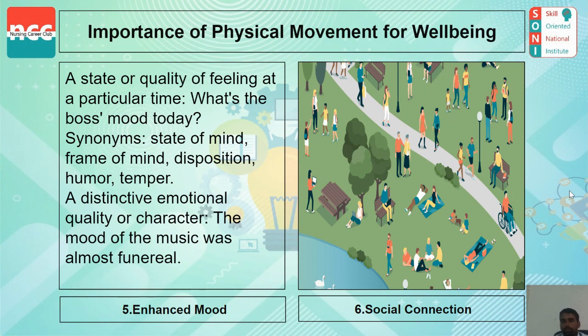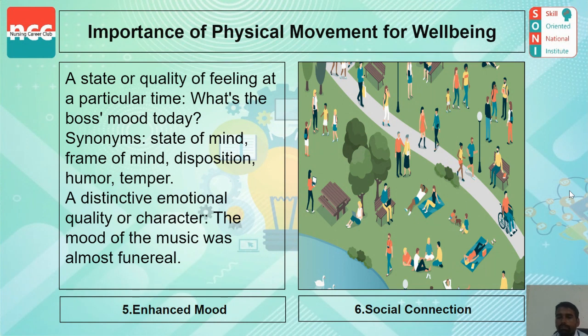There are good emotions and bad emotions. If we are enjoying our day, then our mood will be in a good condition. If we are suffering from a bad situation, then our mood will be off, and we will be in a depression or stress condition. Now we will talk about social connection.